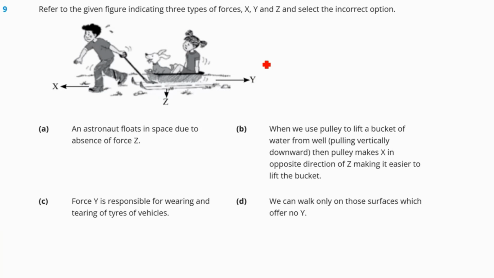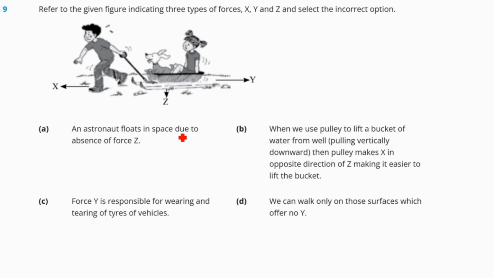Question number 9. Refer to the given figure indicating 3 types of forces, X, Y, and Z, and select the incorrect option. So here we can see that this boy is pulling the sleigh, and these are the forces. Okay, let's see. So X can be the forward pull, the force that is forward moving. Z can be gravitational force and Y can be frictional force that is acting against the force of action, right?